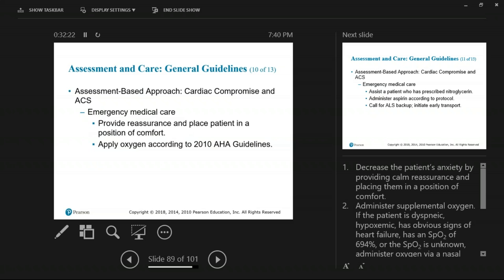Again, a lot of position of comfort, reassurance, association. Just reconfirm, we're going to get you to the hospital, or the medic unit's coming, or the hospital's down the road. We're going to get you there.